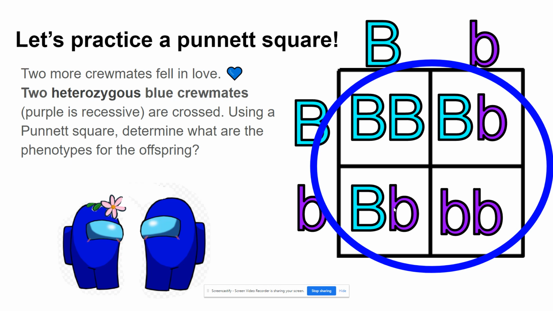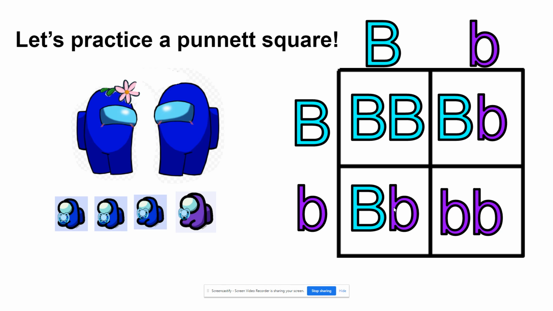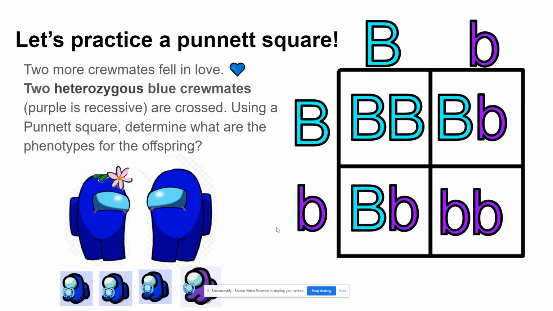Okay, so what does that mean? Here are the results. We have 3 baby blue crewmates. So we have 2 blue baby crewmates and 1 purple crewmate, their little offspring. All right, so let's look back at the question. It says, what are the phenotypes?